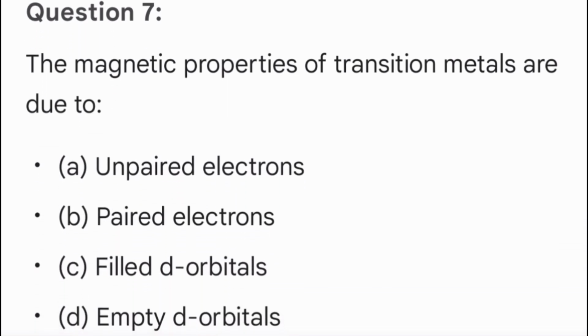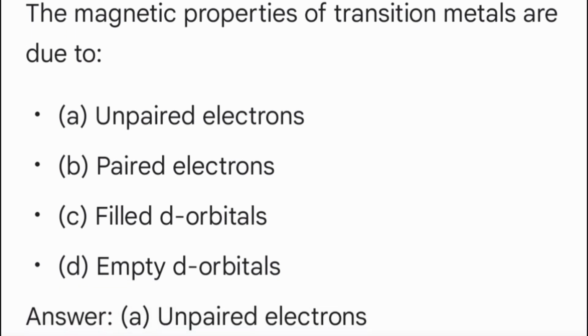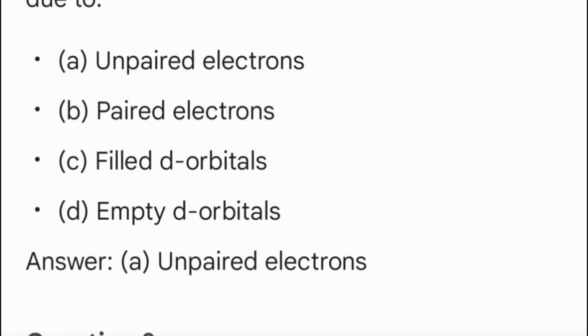Question 7. The magnetic properties of transition metals are due to A. Unpaired electrons. B. Paired electrons. C. Filled orbitals. D. Empty d orbitals. Answer. A. Unpaired electrons.